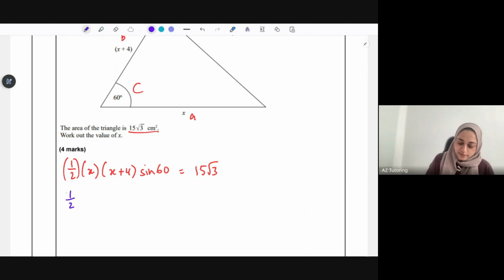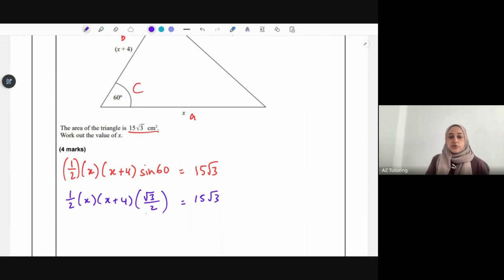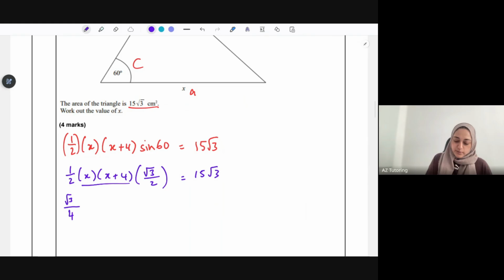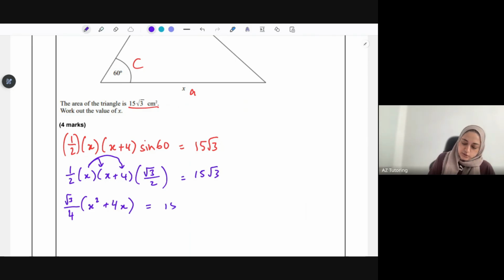So we've got a half times x plus 4. Sine 60 is root 3 over 2. And then we've got 15 root 3 here. Now I can bring that half and root 3 over 2 together. I end up getting root 3 over 4 when timesing them together, because 1 times root 3 is root 3, and then 2 times 2 for the denominator is 4. And then let's expand this here as well. So x times x, we get x squared. And then x times 4, we get 4x. And that just equals 15.